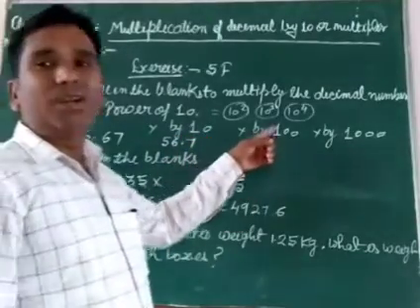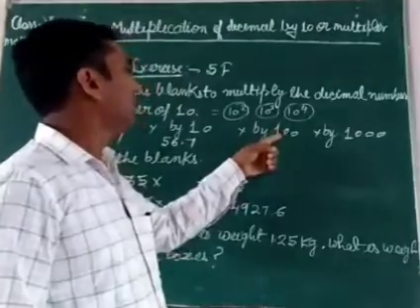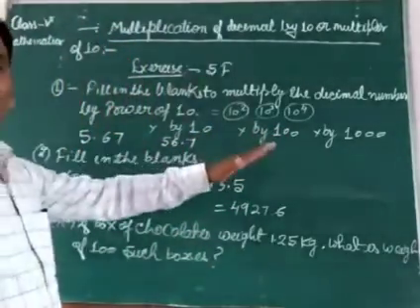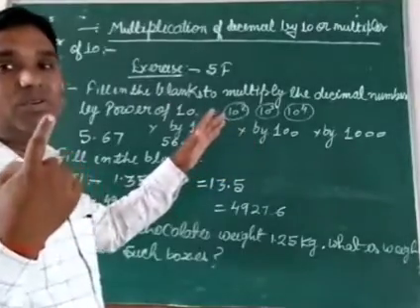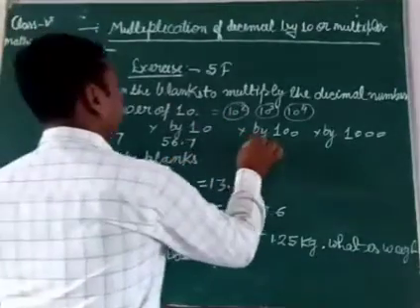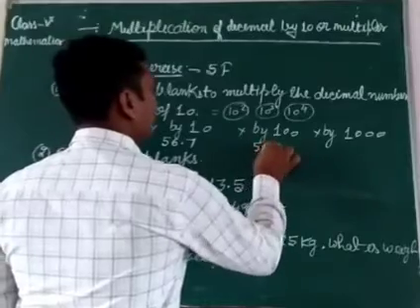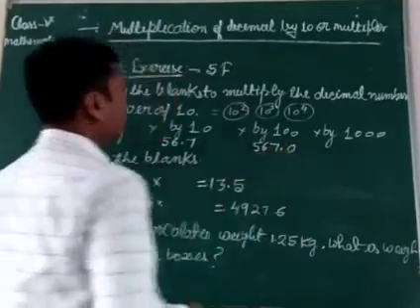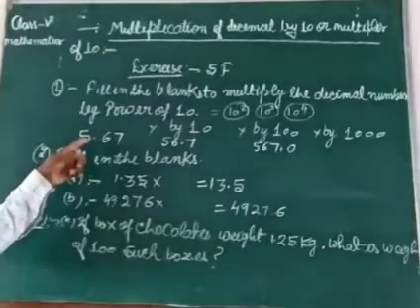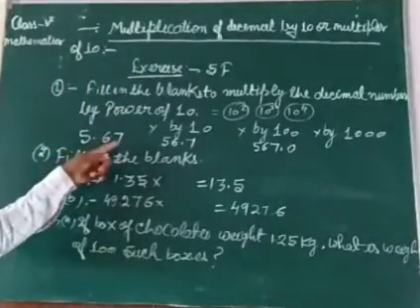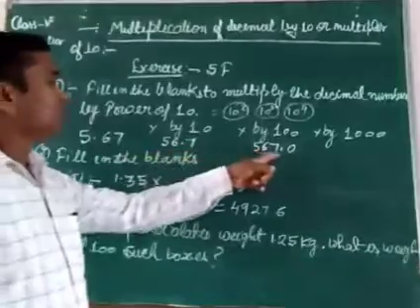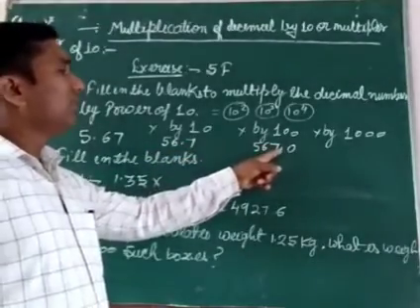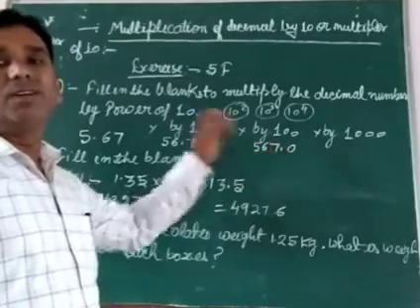Here you are going to multiply the number by 100. The decimal point will move 2 places right. That is what I told you before. So 567.0. Here the decimal: 1 place, 2 place. So now the decimal point is after 7. And at the last there is no digit, so you can keep 0.